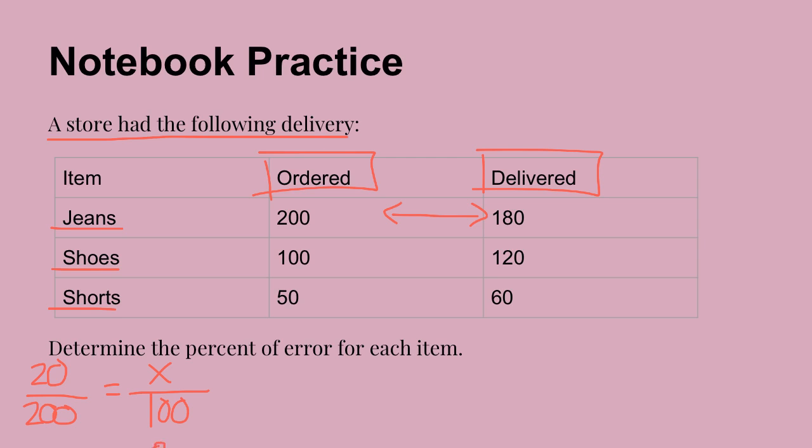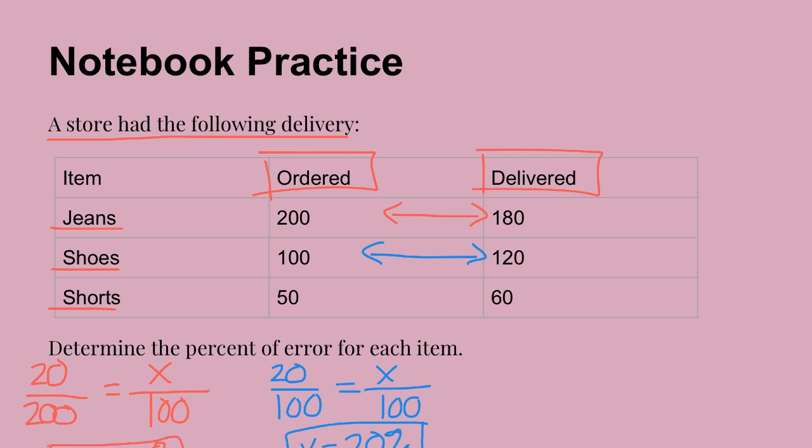Okay, let's change colors. We'll do shoes this time. So we're going to do our framework. I'm not sure what the percent is, but I know 100 lives down here. It looks like there was also an error of 20 shoes out of the 100 that they ordered. So go ahead and pick up your calculator, solve this. And this looks like the shoes had 20% error.